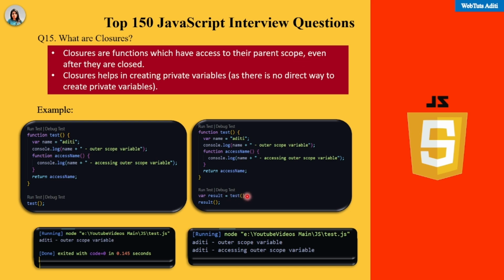So this is what it means, that it has access to its parent scope even after they are closed. In this line, you can see the execution of this test function is over, but still it has some reference in this result variable. That is why it is said that it has access to parent scope even after they are closed.